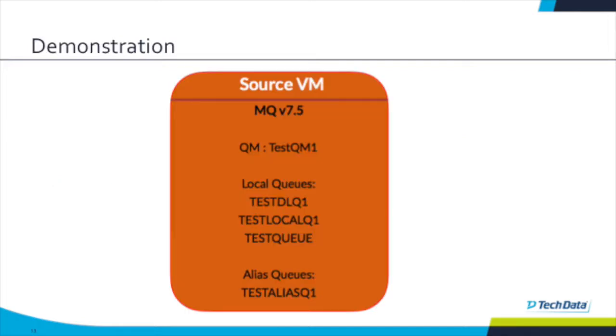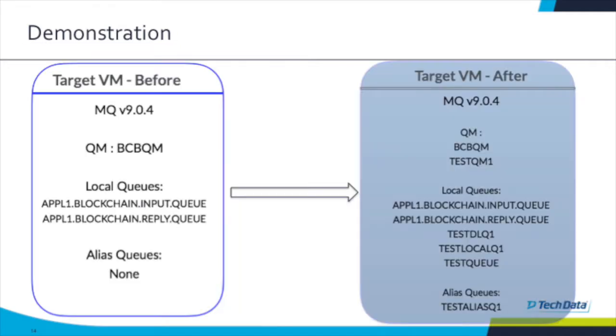In this demonstration we'll show you the key feature of the MQ Talos toolkit, the ability to migrate MQ configuration information from one version to the next. We will go from version 7.5 to version 9. The target virtual machine will be a MQ version 9.04 instance, which has the IBM blockchain MQ bridge installed with some default queues, and we will then move the MQ 7.5 configuration queues and data into the target v904 setup, and I will now hand over to my colleague Ajay.